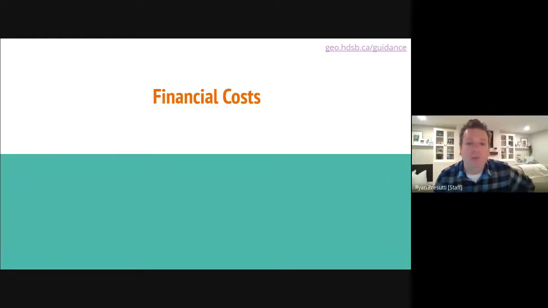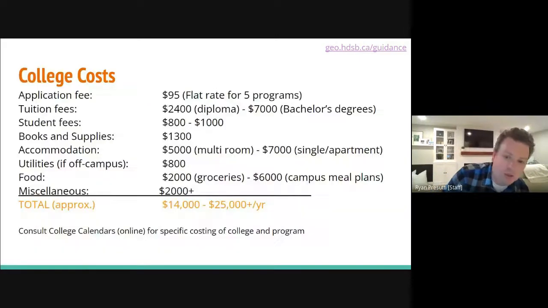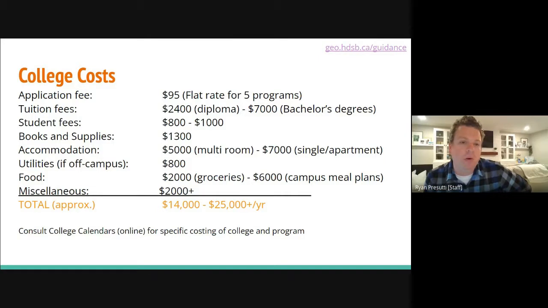So now everyone's favorite part, the financial costs. So how much does it cost? We're looking somewhere between $14,000 to $25,000 per year for college. So Ms. Foster and Ms. Tin and I have done a lot of work this fall to look at what the average tuition fee for a variety of programs across Ontario colleges are.